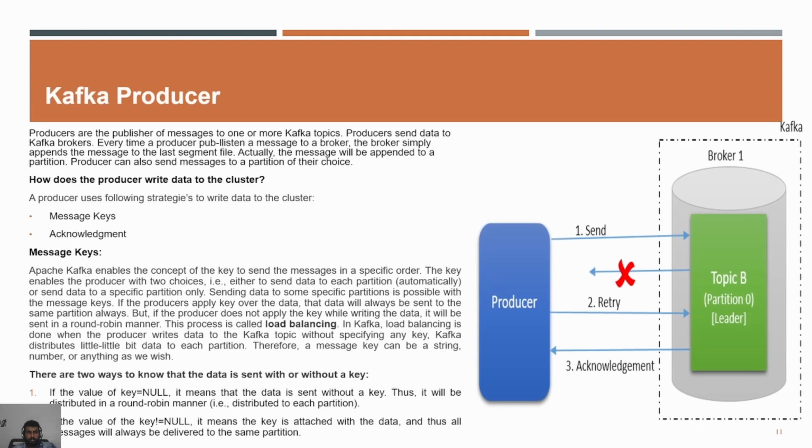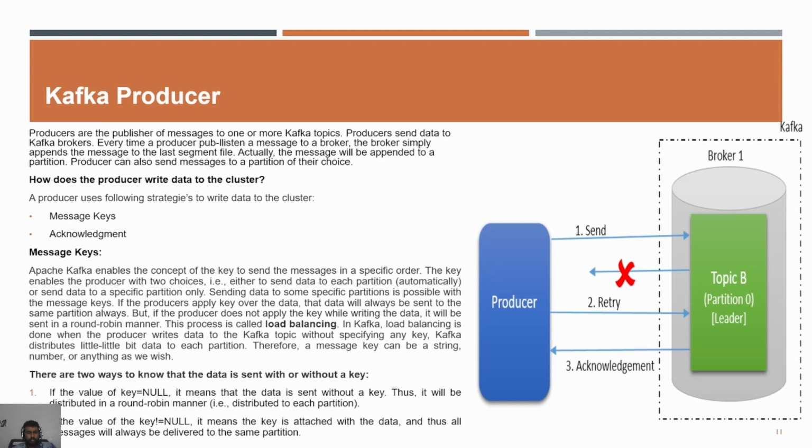Kafka producer. Producers are the publishers of messages to one or more Kafka topics. Producers send data to Kafka brokers. Every time a producer publishes a message to a broker, the broker simply appends the message to the last segment file. Actually, the message will be appended to a partition. Producers can also send messages to a partition of their choice.